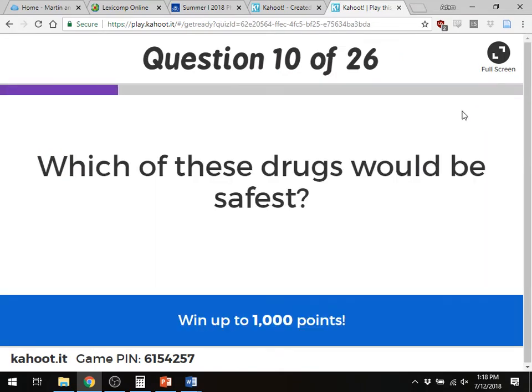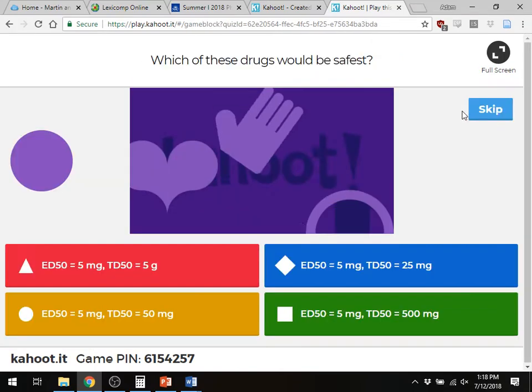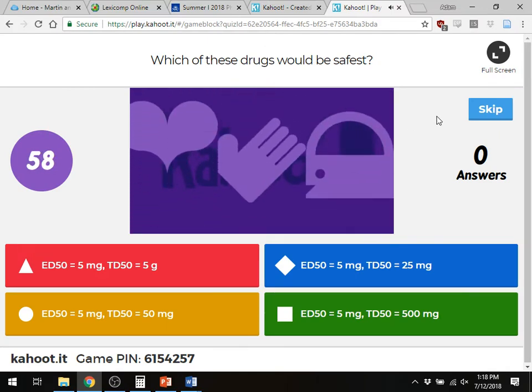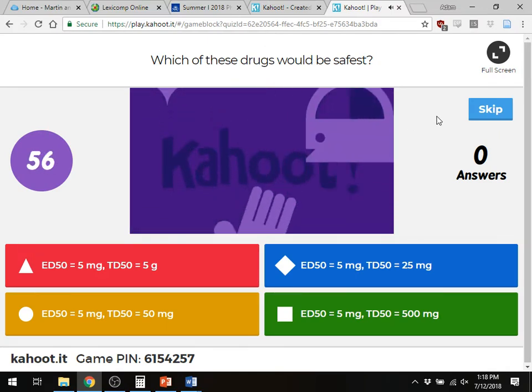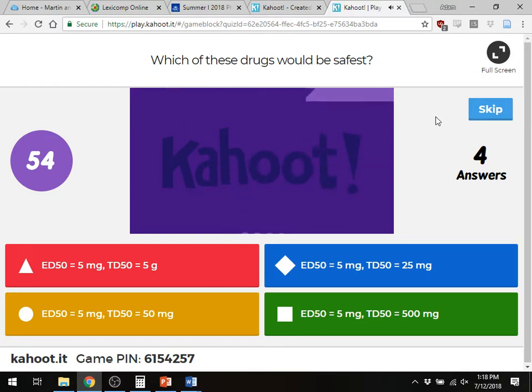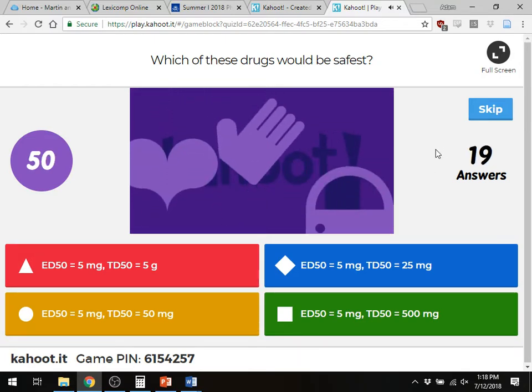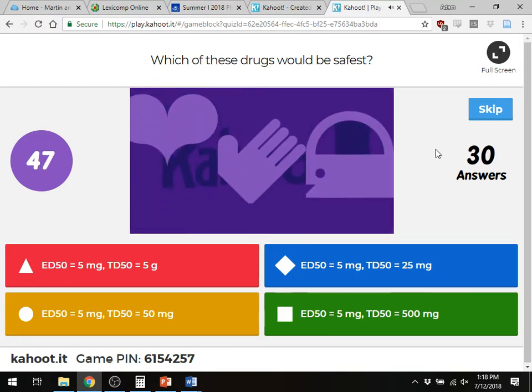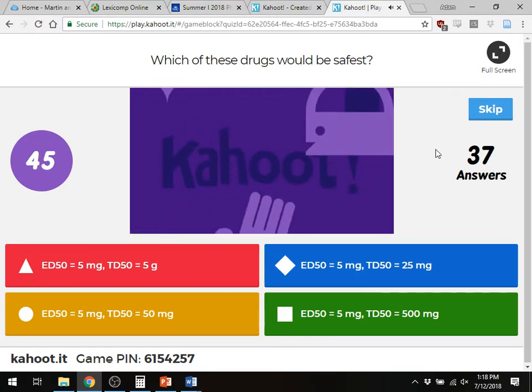Which of these drugs would be safest? So we're going to compare effective dose 50s to toxic dose 50s. Is it 5 milligrams to 5 grams? 5 milligrams to 25 milligrams? 5 milligrams to 50 milligrams, or 5 milligrams to 500 milligrams? Which would be the safest based on the therapeutic index?